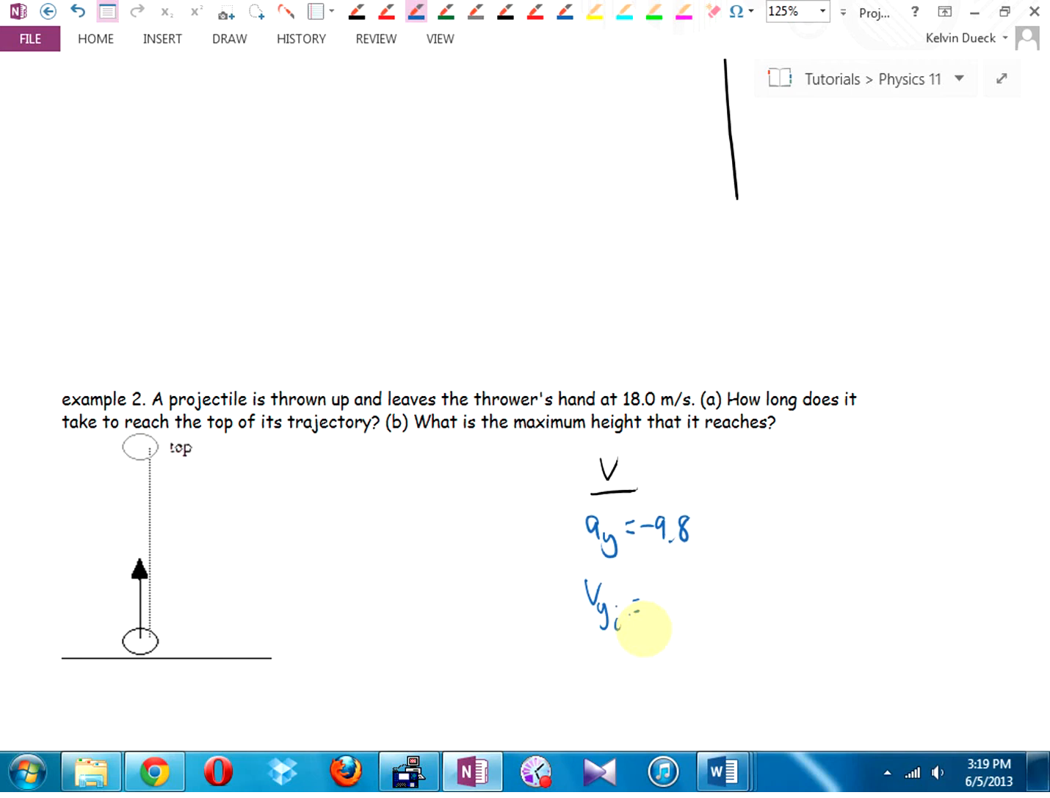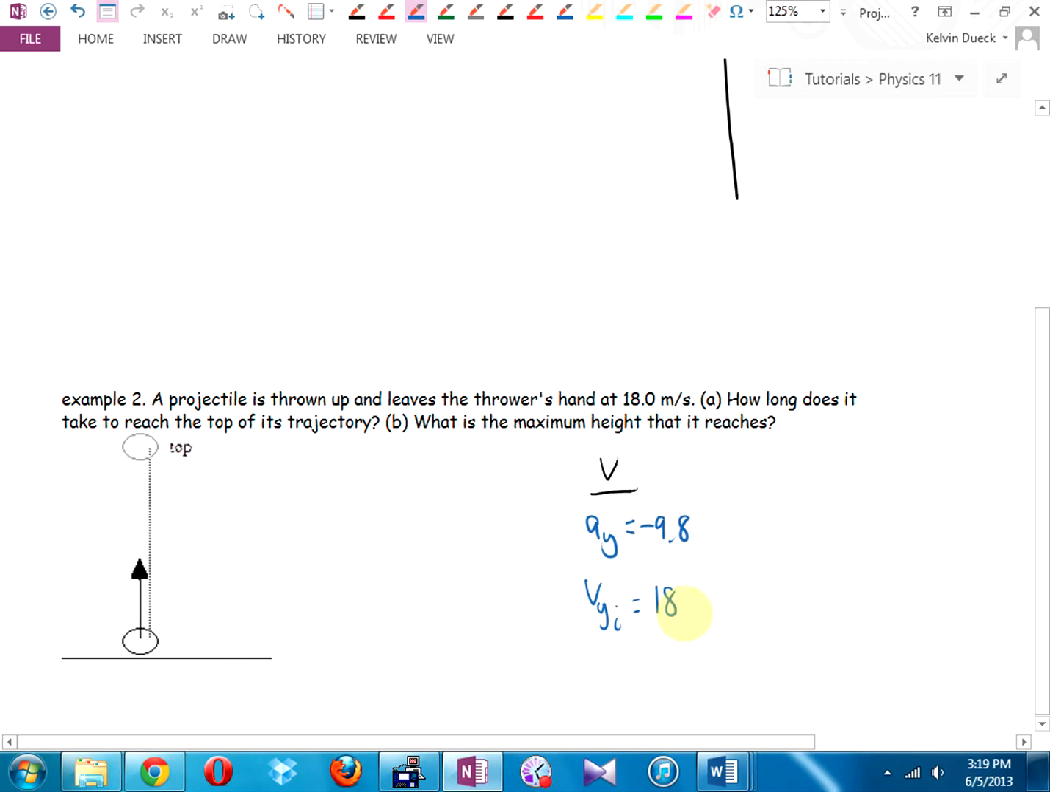If I launch it upwards, my initial vertical velocity in this question will be what? 18, right? And up, so it's positive. If it's at an angle, which we'll do later, you never actually use that angled velocity. You go components and use the components.